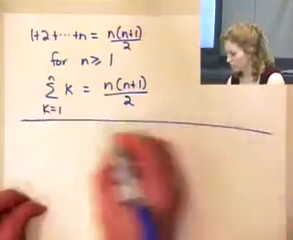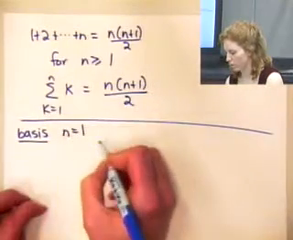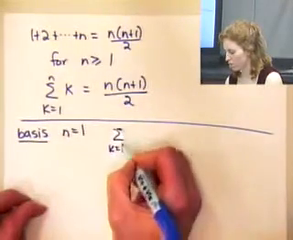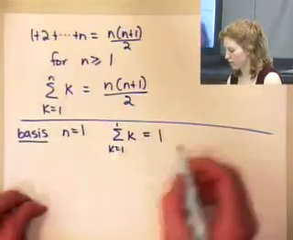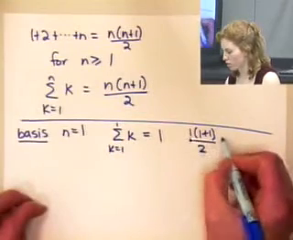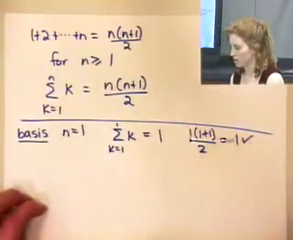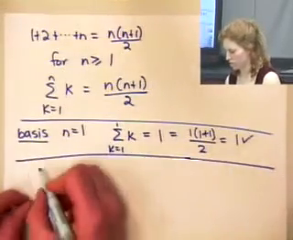Now I have to do my basis. N equals 1. So I have the summation k equals 1 up to 1 of k. That's equal to 1. And then I need to check, is 1 times 1 plus 1 over 2 equal to 1? And it is. So these two things are equal, so I'm done with my basis.